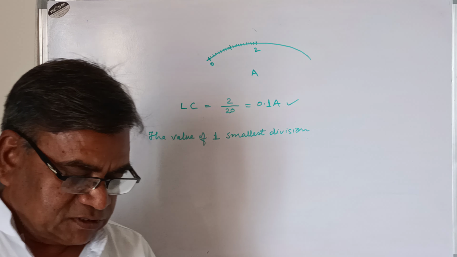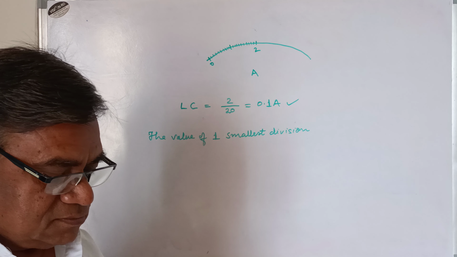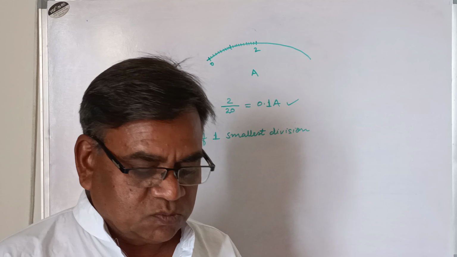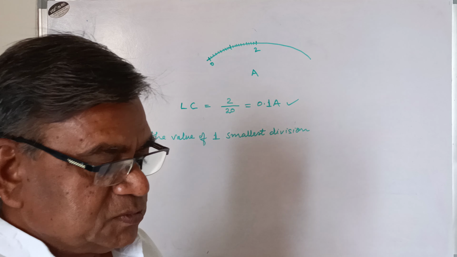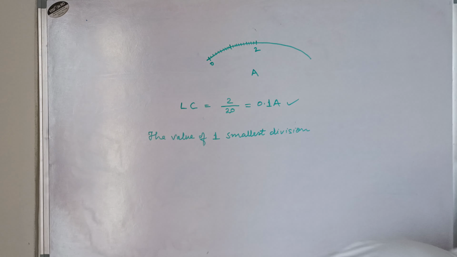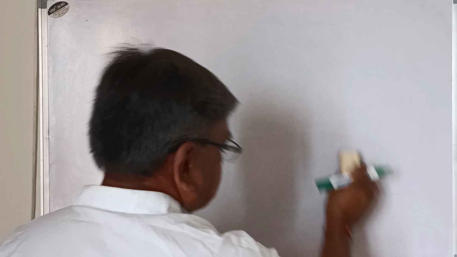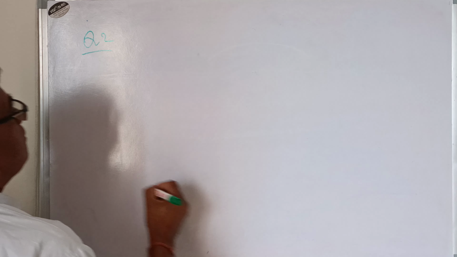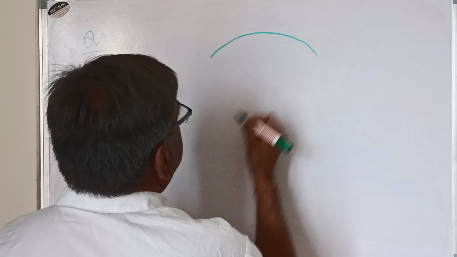Very small questions, but for practice, these are very good. The next one is: a student finds that there are 20 divisions between 0 mark and 1 volt mark of a voltmeter. A voltmeter hai. Uska dial hai, voltmeter ka. This is question 2. Let this be the dial of the voltmeter.